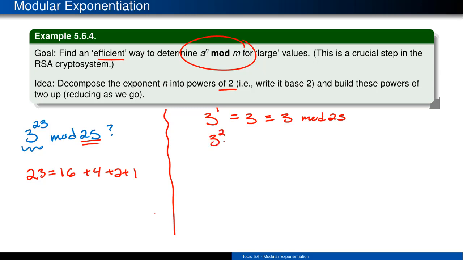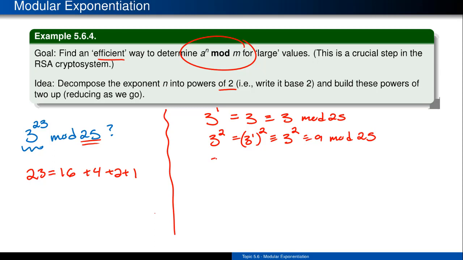I know that 3 squared is going to be that previous step of 3 to the 1, and I'm going to be squaring that thing. And 3 to the 1 is simply just a 3. So that's going to tell me to take a 3 squared, which is going to kick out a 9, and a 9 doesn't have to be reduced. It's just simply going to stay as a 9 mod 25.